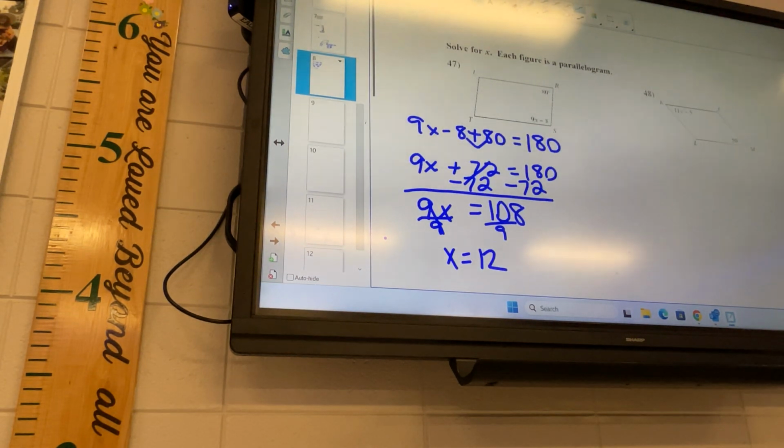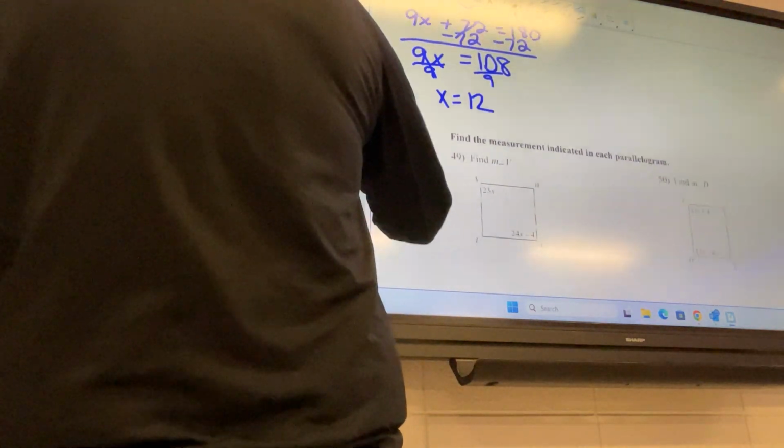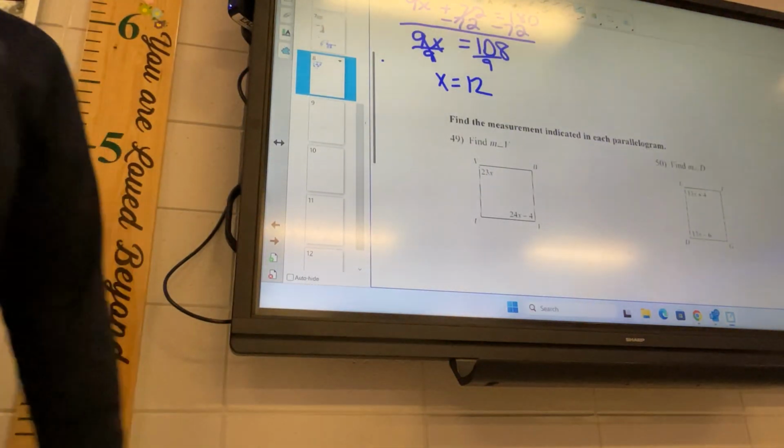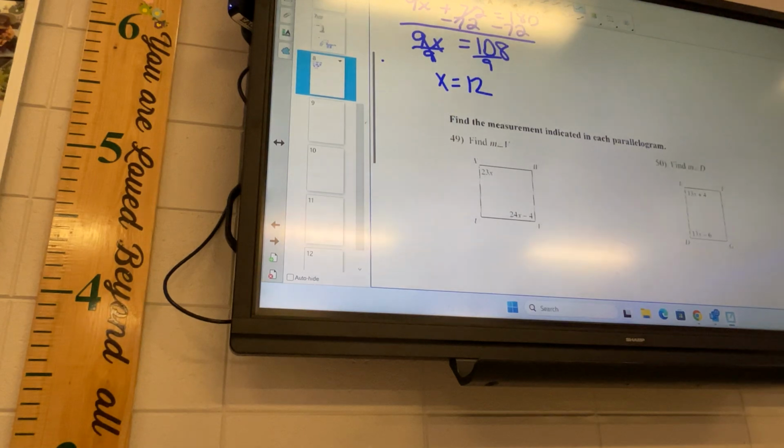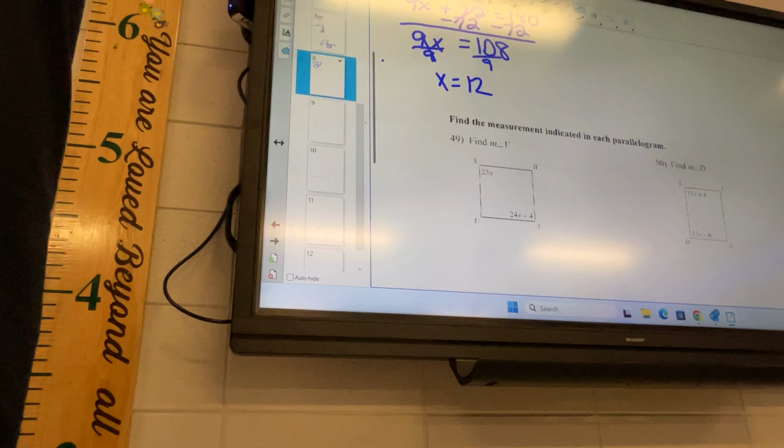Okay, 49. Are we going to set them equal or are they same side? Are we going to add them together? We're going to set them equal. They're opposite corners, so we're going to set them equal. It doesn't matter which one you write down first.